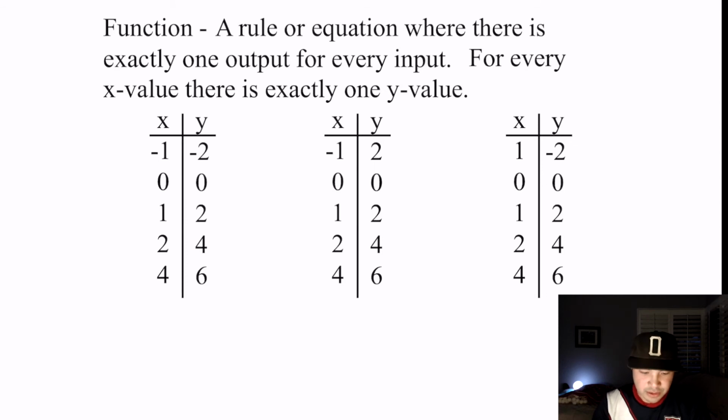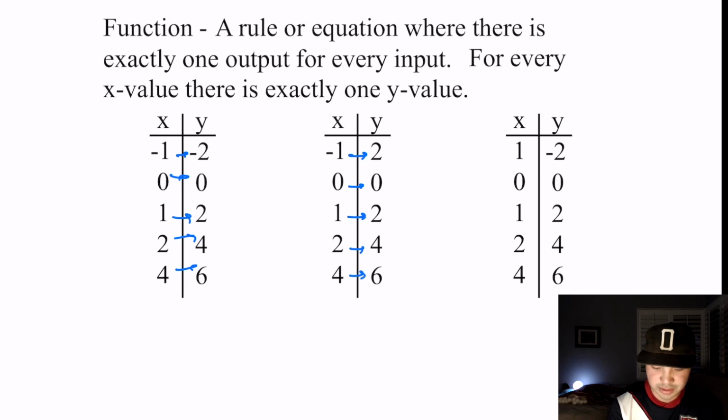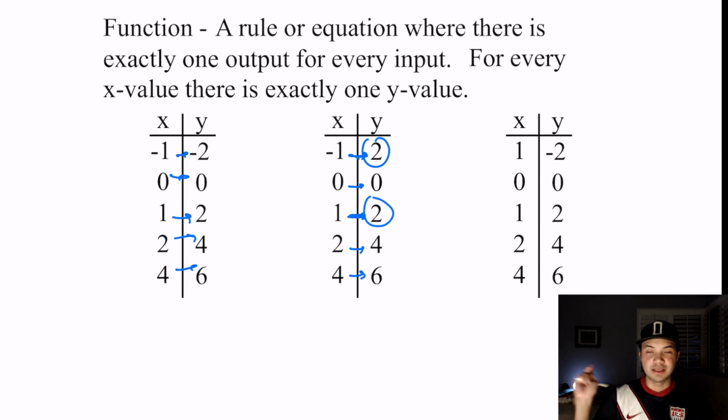These are examples of some function tables, and let me just check if they're actually functions. So this is a function because everything has 1 to 1, right? And then let's check if this one's a function. 0 to 2, 0 to 0, 1 to 2, 2 to 4, 4 to 6. So automatically I'm seeing here, I have the same output, but that's okay. -1 or 1 gives you 2. That's totally fine. That is a function.